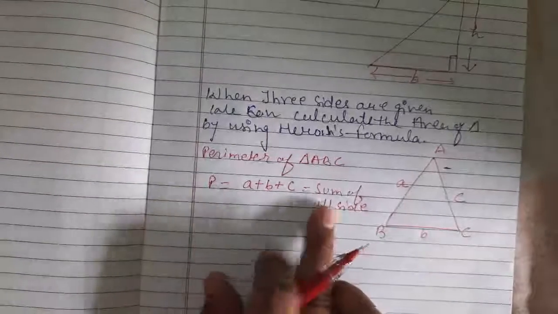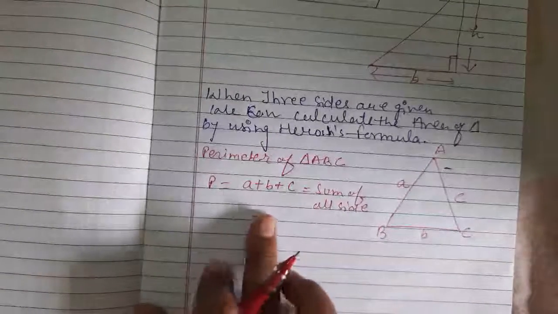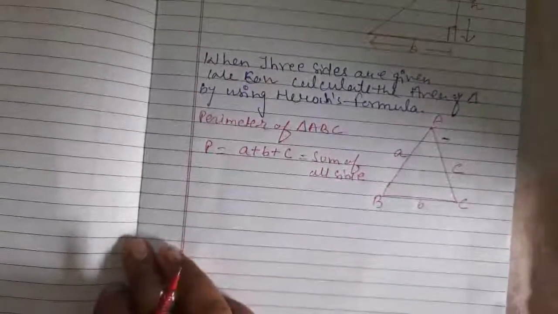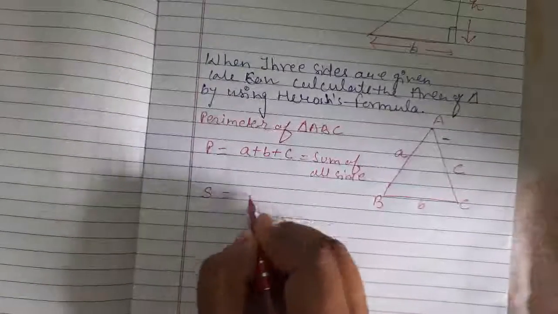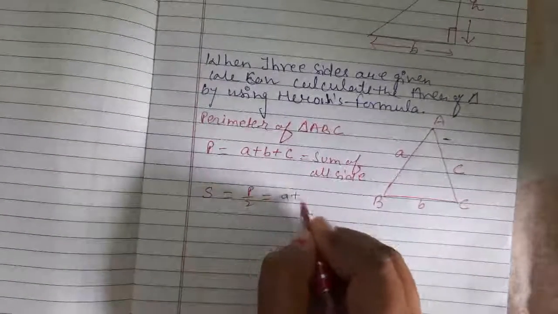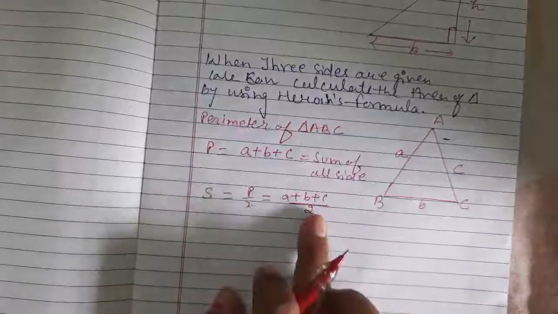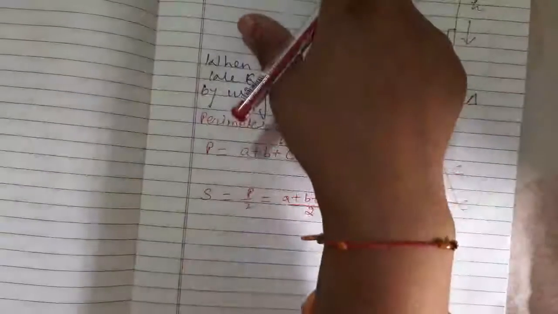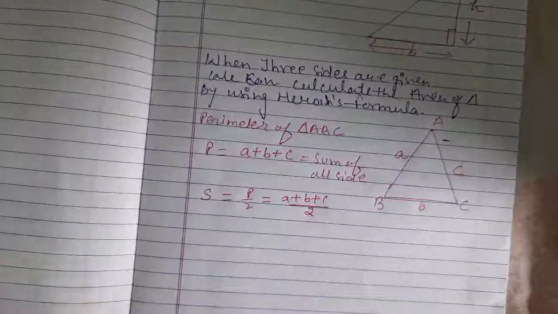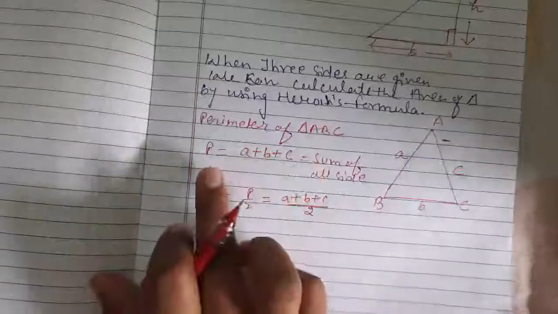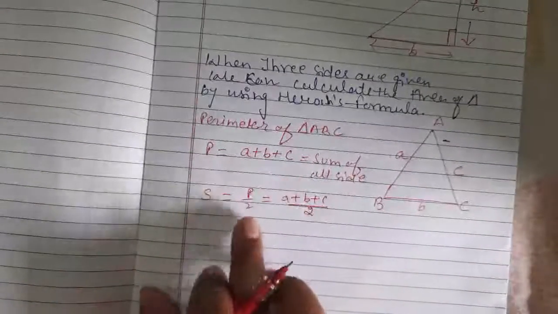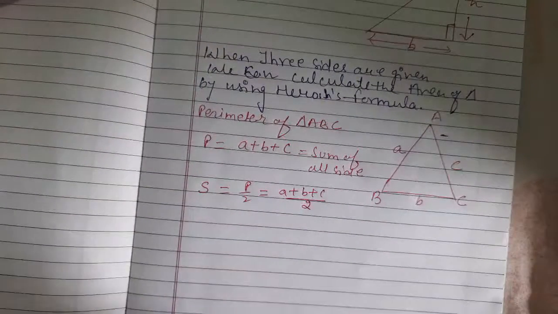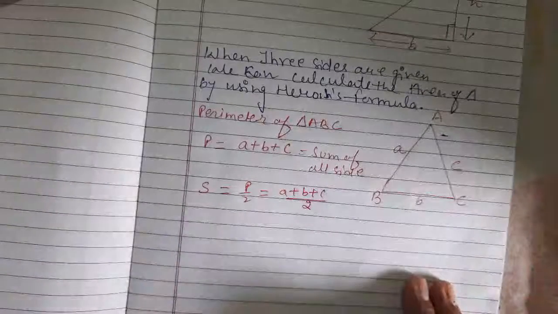So in this way we can calculate the perimeter. Hence now we have to find out its semi-perimeter. So semi-perimeter will be s equals perimeter upon 2, that means a plus b plus c upon 2. We require this semi-perimeter when applying Heron's formula to calculate the area of a triangle. That's why first I found the perimeter, then I am calculating the semi-perimeter. Now we will learn how to calculate the area of a triangle by applying Heron's formula.